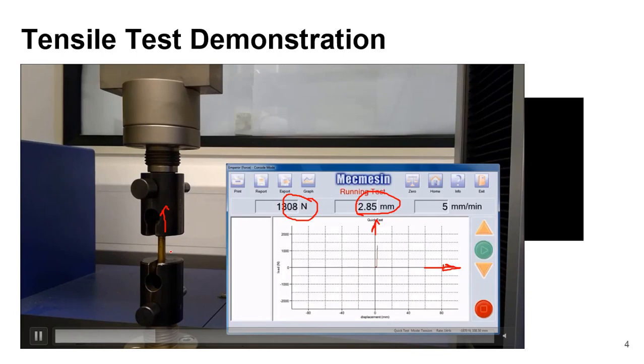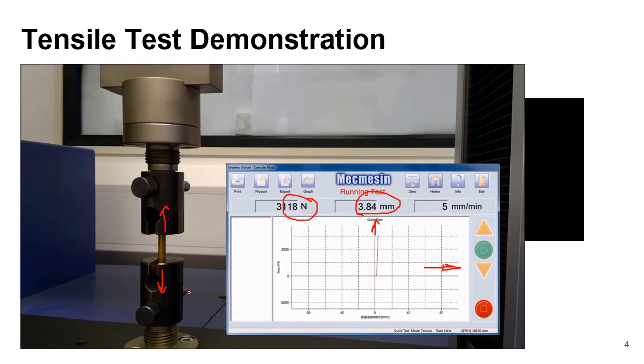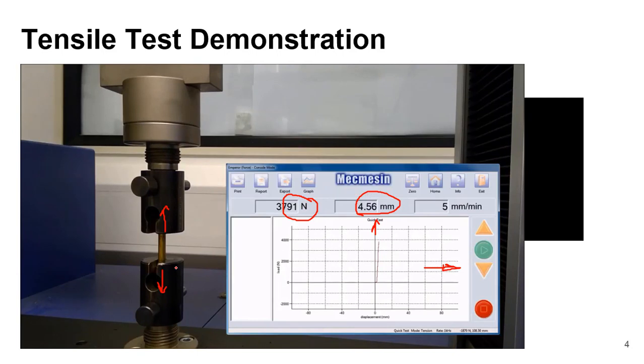So the load is applied like this on the sample. That is why this is called the uniaxial tensile test, which is applied on this sample, and we are observing its deformation. From this load elongation diagram, it is possible to get the stress strain diagram.